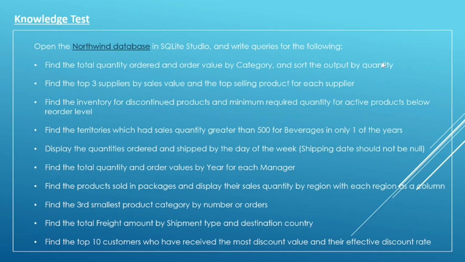Next, display the quantities ordered and shipped by the day of the week. Shipping date should not be null. Next, find the total quantity and order values by year for each manager. Next, find the products sold in packages and display their sales quantity by region with each region as a column. Next, find the third smallest product category by number of orders. Next, find the total freight amount by shipment type and destination country. And finally, find the top 10 customers who have received the most discount value and their effective discount rate.